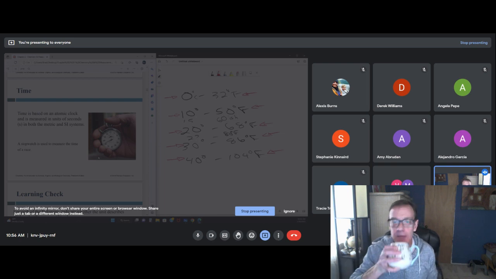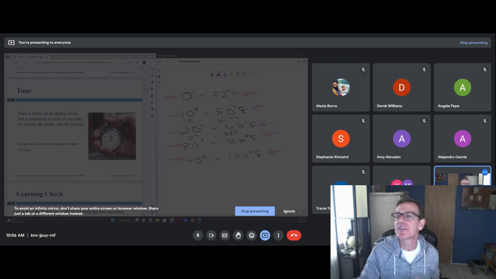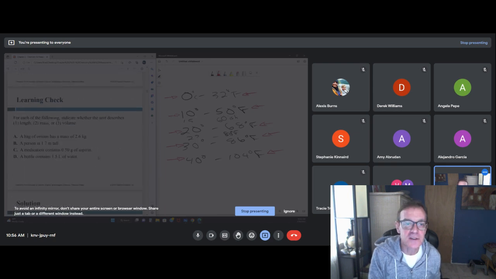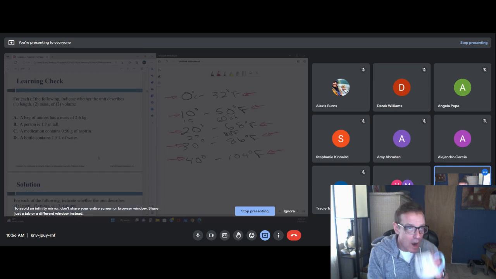All right. So time is straightforward. We use seconds in all 3 measurement systems. Not an issue. So that's all the time I'm going to spend on seconds. Everything is per second.